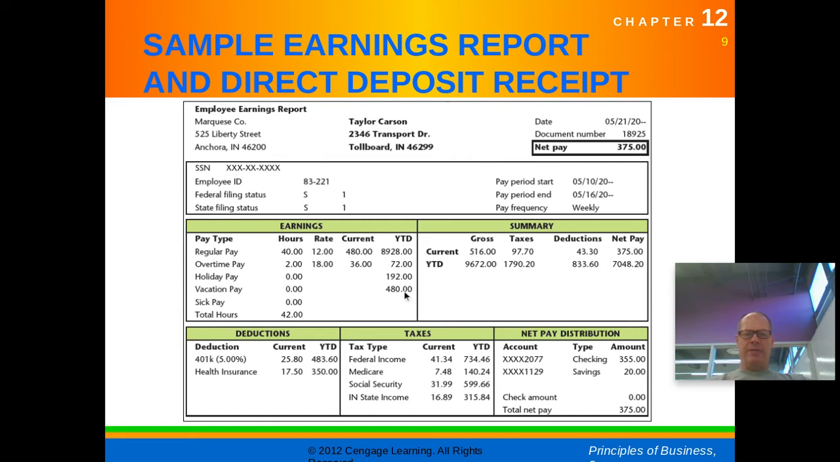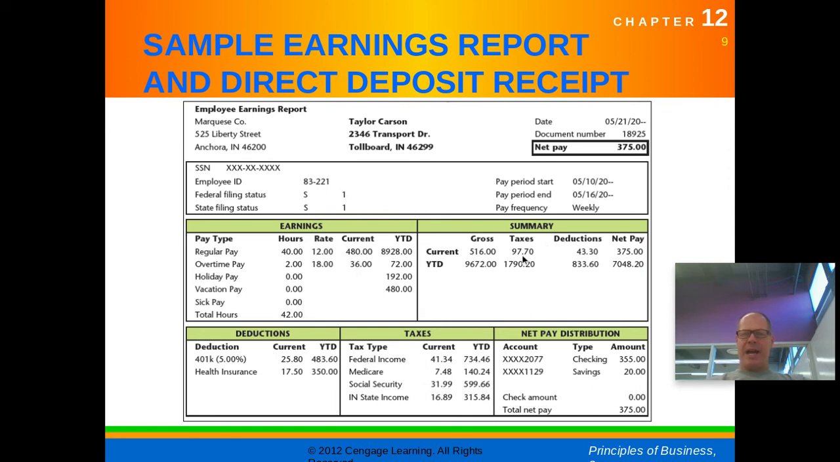And they have some vacation pay year to date here. But this week they didn't get any. They didn't have any holidays or vacation pay. So their current total will be the 480 gross total. It's 480 plus 36, should be 516. And you can see right here it has gross current 516. That matches these two summed up.